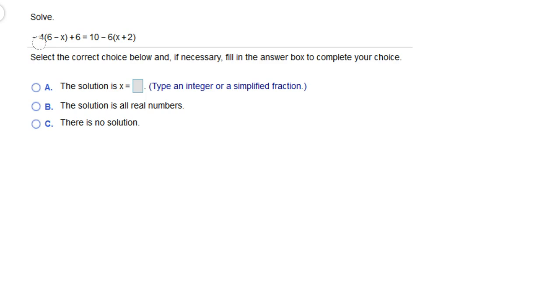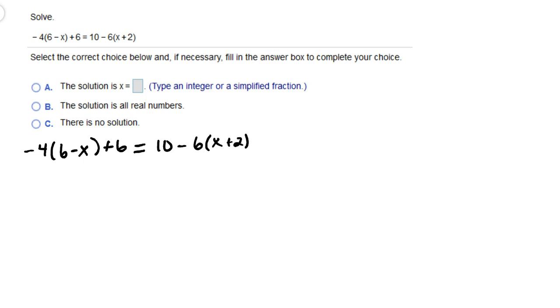The first question says solve, and the type of equation we have is a linear equation. -4 times (6 minus x) plus 6 equals 10 minus 6 times (x plus 2). So when I solve an equation like this, I want to first make each side as simple as possible. We make it as simple as possible by getting rid of parentheses and combining like terms.